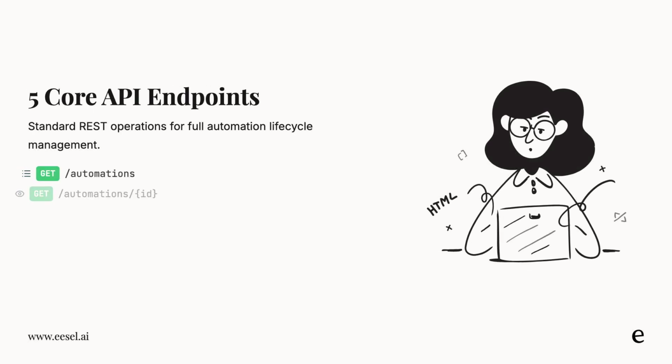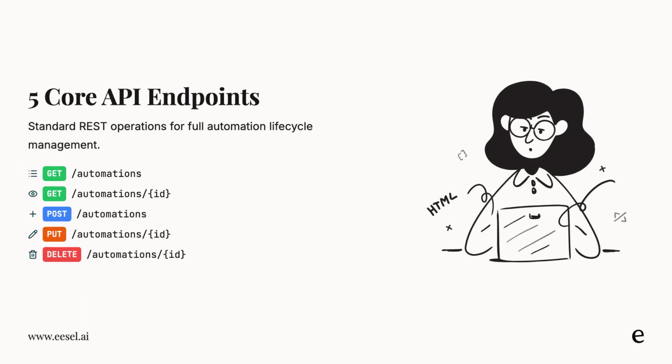The API gives you 5 standard REST endpoints for full lifecycle management. GET to list or show automations, POST to create new ones, PUT to update existing rules, and DELETE to remove them. It's clean, predictable, and well documented.